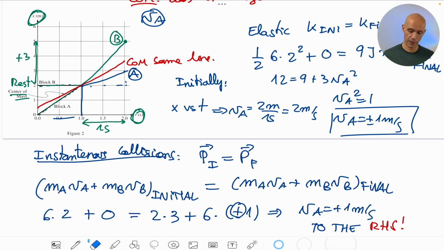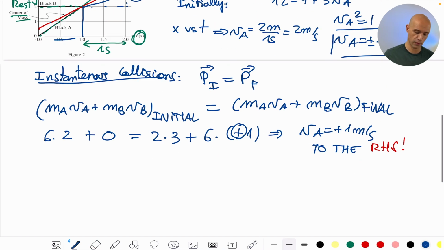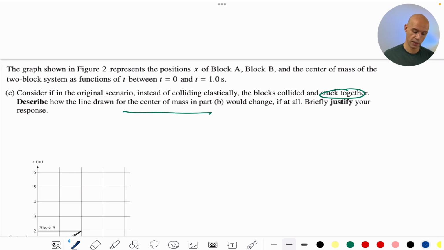Now, what happens next? Well, we could check, but that will be for the end. We could check whether the center of the mass is like that, so let's leave that for the end. The next question says, consider if in the original scenario, instead of colliding elastically, they both are stuck together. What does it mean, stuck together? It means that it's totally inelastic.